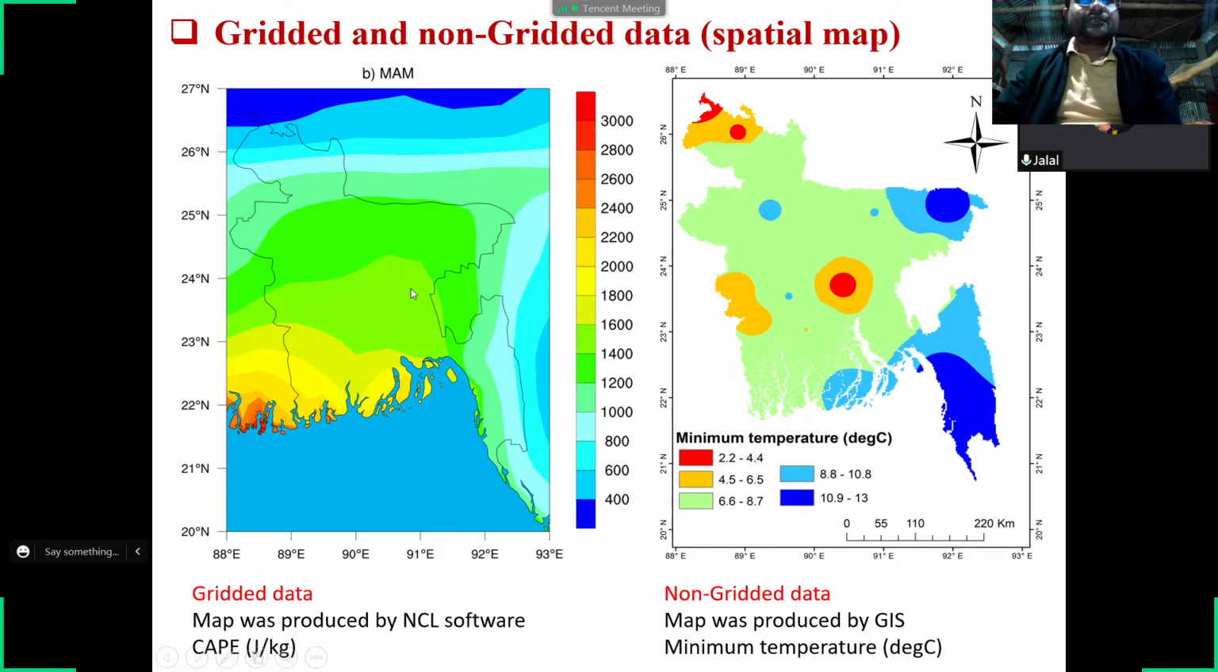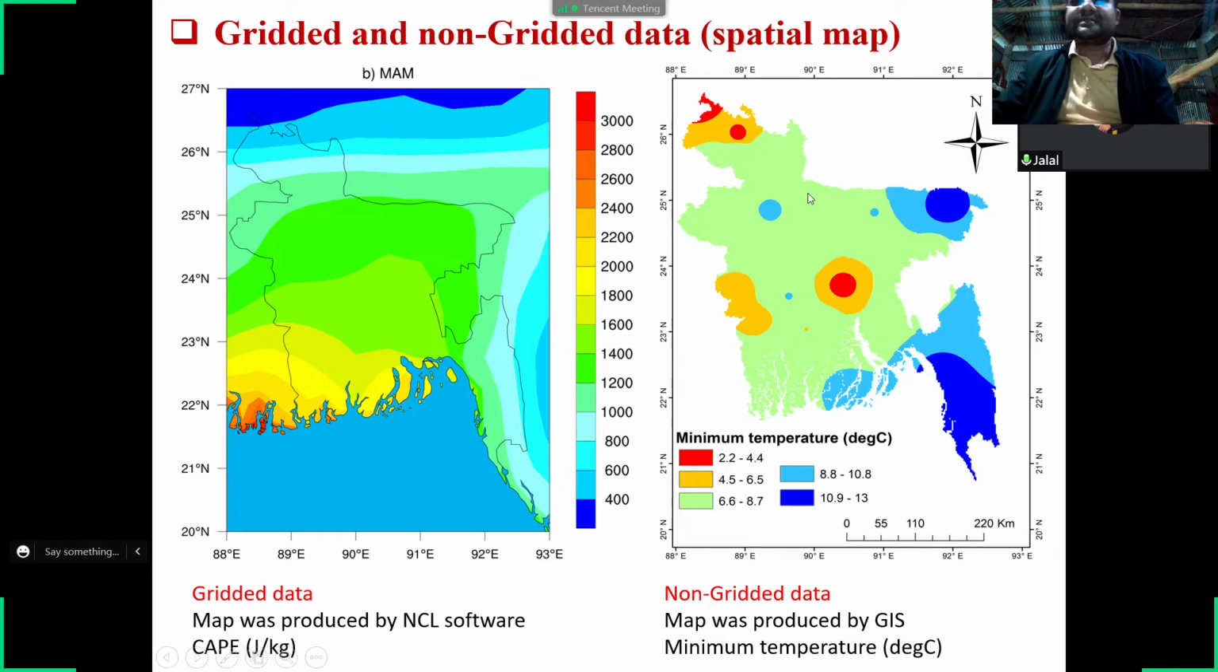So here you can see two maps. One uses gridded data, another is non-gridded data, like meteorological station data in an Excel file. The gridded data map was produced by NCL software, where I mapped CAPE, convective available potential energy, in joules per kg. But when you have non-gridded data, you don't have a grid, you just have some values.